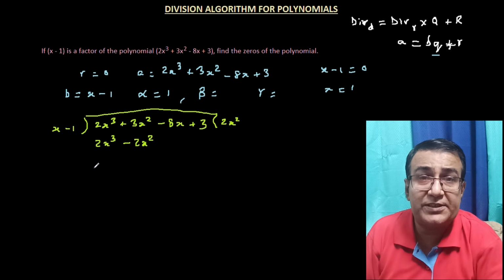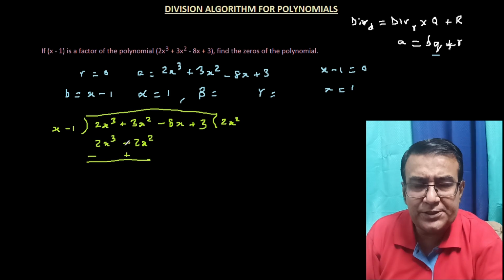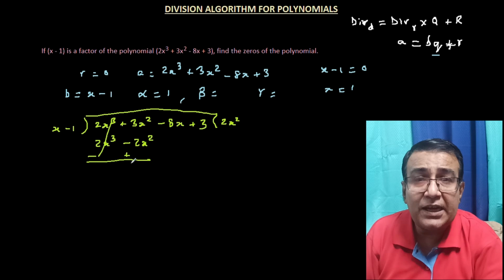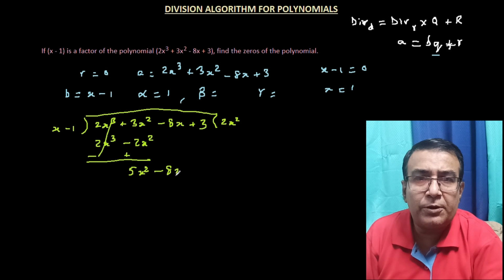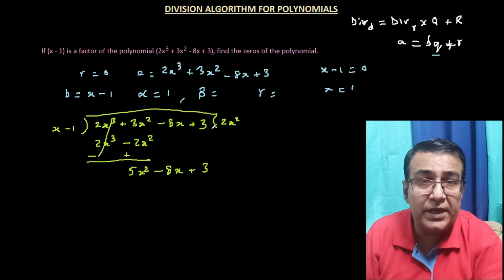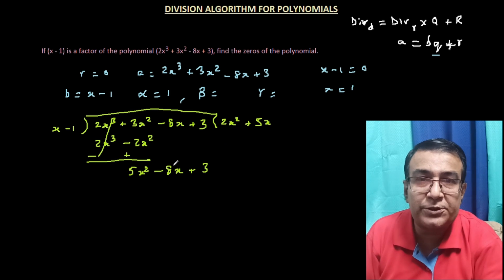We write that, we subtract it, so this becomes negative, this becomes positive. The 2x cube can now get cancelled out, and we are left with 3x square plus 2x square, which makes it 5x square, and the rest of the polynomial minus 8x plus 3 can come down as it is. So 5x square divided by x gives us plus 5x goes into the quotient.